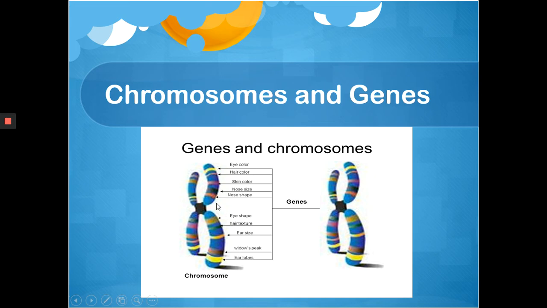I made the example in class before talking about height. If height was just a single gene that was dominant or recessive, we would either be 8 feet tall or 2 feet tall, and there'd be nothing in the middle. So height is not controlled by a single gene. It's multiple genes and on multiple chromosomes. But this is just to show that specific genes are located on specific spots on individual chromosomes.